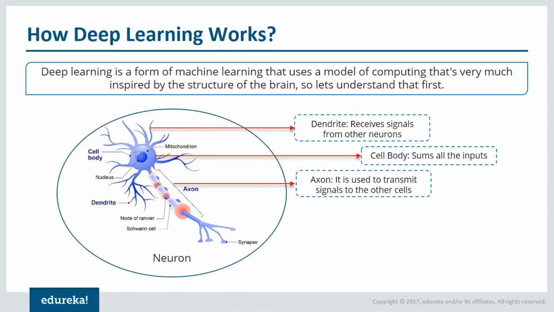Now let us understand how a neuron works. And let me tell you, this is what we think is how a neuron works. This is what our studies tell us. So these are called dendrites. Dendrites receive signals from other neurons and then pass those signals to the cell body.